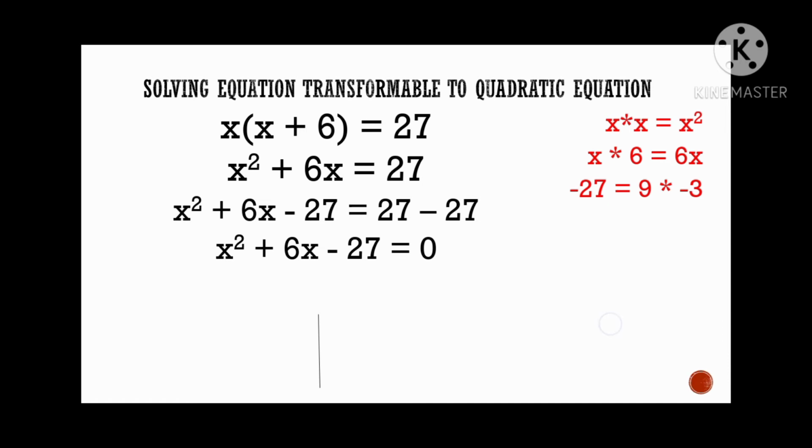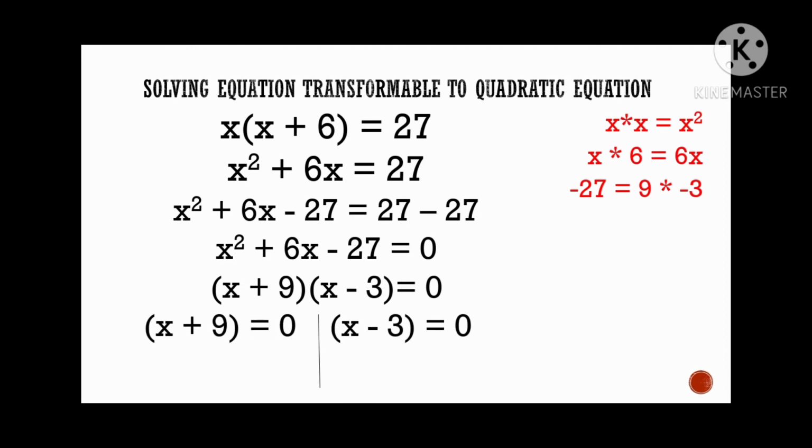So, ngayon, we have the factors x plus 9 and x minus 3 equal to 0. So after that, we are going to equate each factor to 0. So x plus 9 is equal to 0 and x minus 3 equal to 0. Solve for x. So we have now x is equal to negative 9 and x is equal to positive 3.